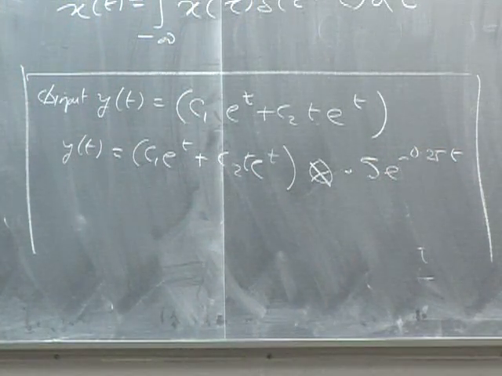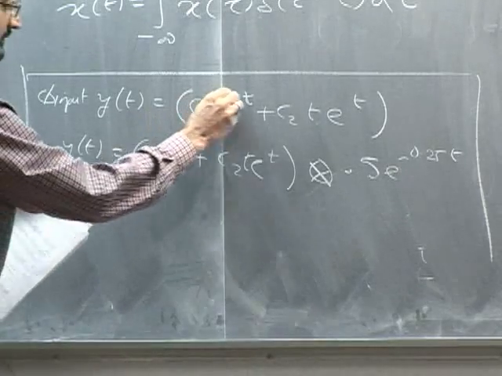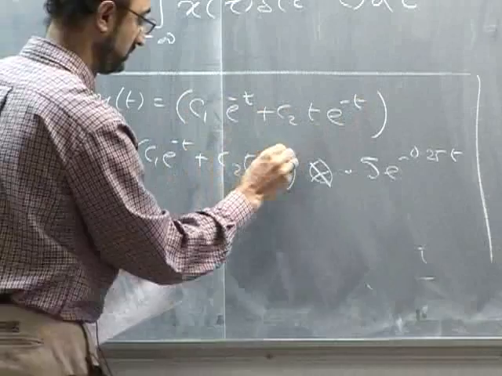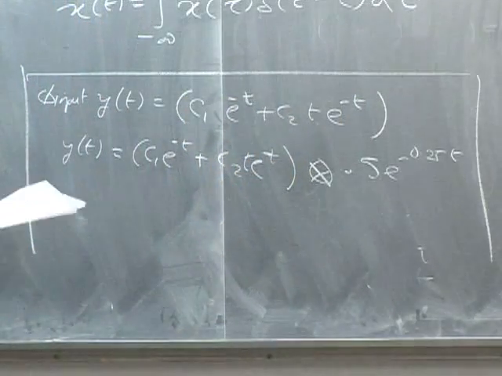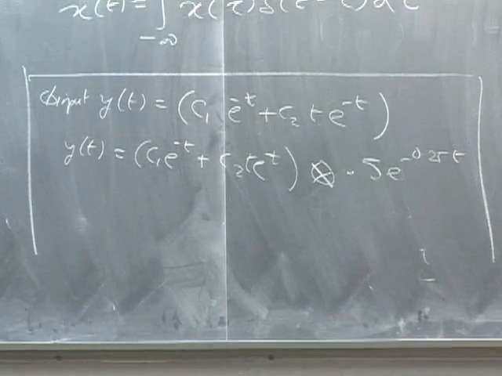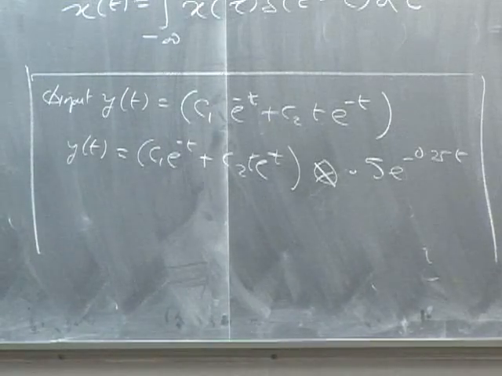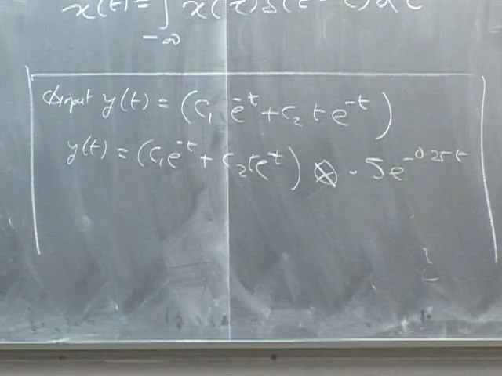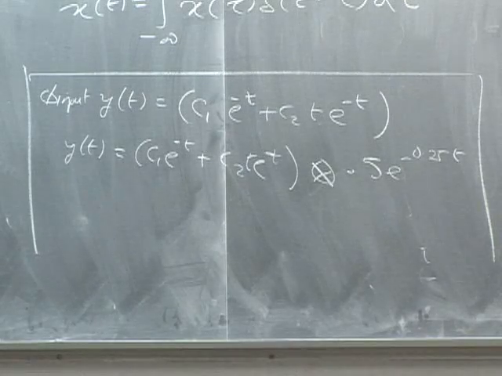Beg your pardon? E raised to power minus t, sorry. Yeah, that's right. Okay, so the minus t. That's the answer to the first homework question. So once I've given you h(t), which is this one over here, all I need to do is convolve it, and you're done. Now the convolution is not easy to compute.